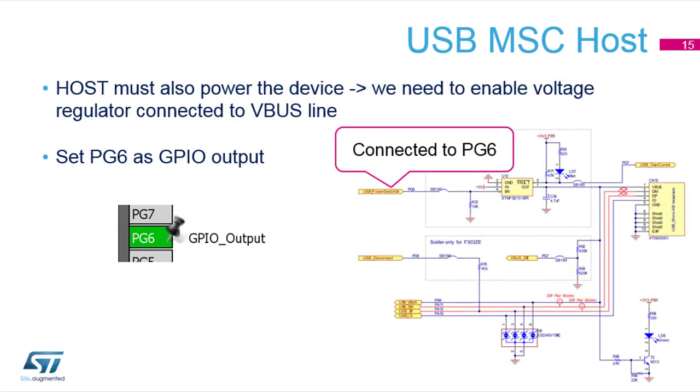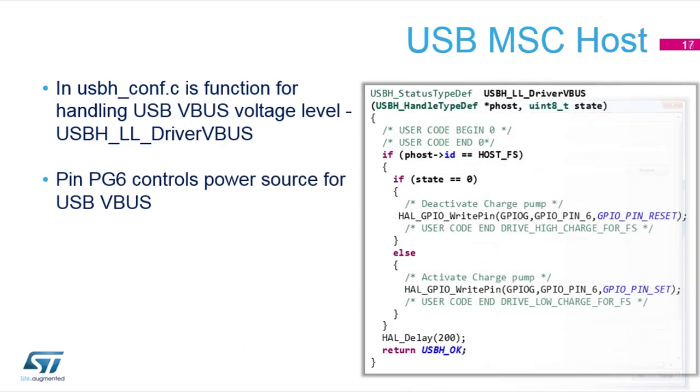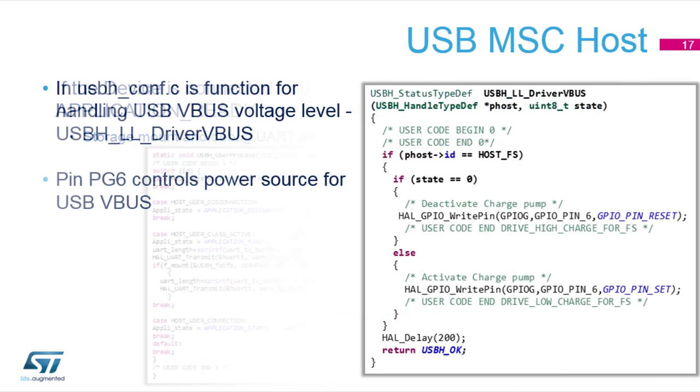Okay, other things I already prepared for you. Remember, we have to connect the PG6 just to the power delivery, so it has to be done. Then I generated a project with this MSC host. So you already have the zip, so you can unzip it. I just show you that I increased the heap and the stack. Always the same issue. It's something you have to remember. What I already did is the driver of the VBUS. So I just added this pin enable and disable when we detect it, just to drive the level of power. And after, this is our exercise.